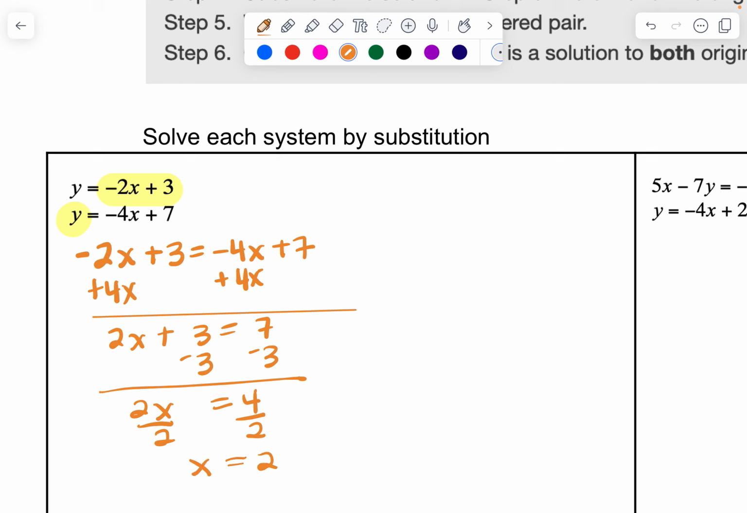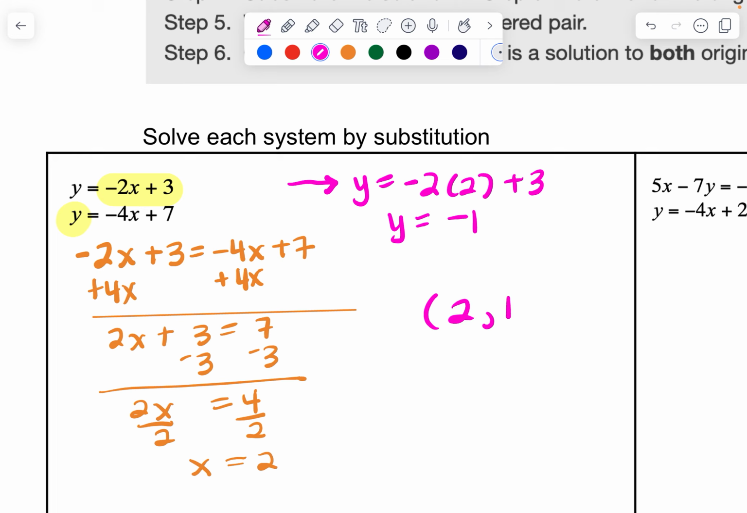Now to find y, I can plug it into either one of the equations. I'm going to plug it into the first equation. Now I know that x is 2. So y, instead of negative 2x, I can say negative 2 times 2 plus 3, which is negative 1. So our final answer is 2, negative 1. If I wanted to check my answers, I could plug x and y into my original equations here and make sure that it works.